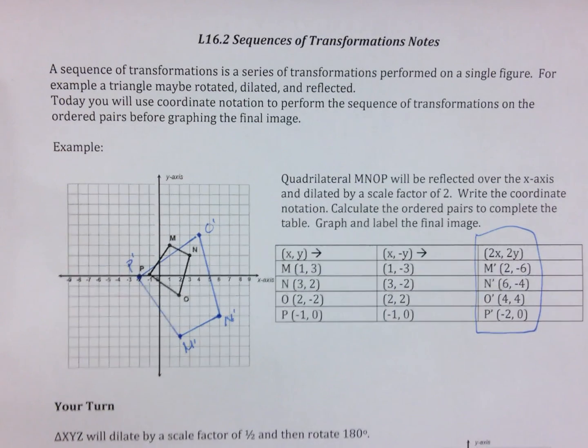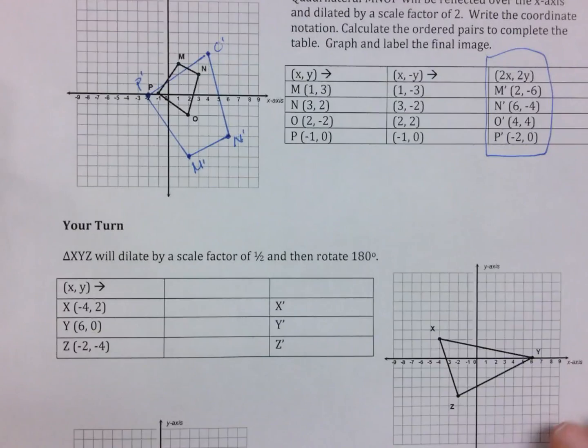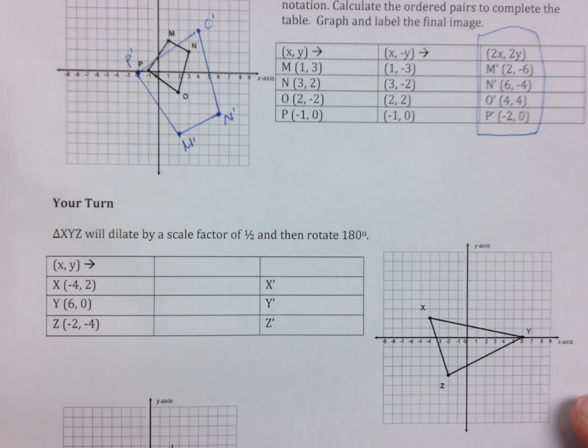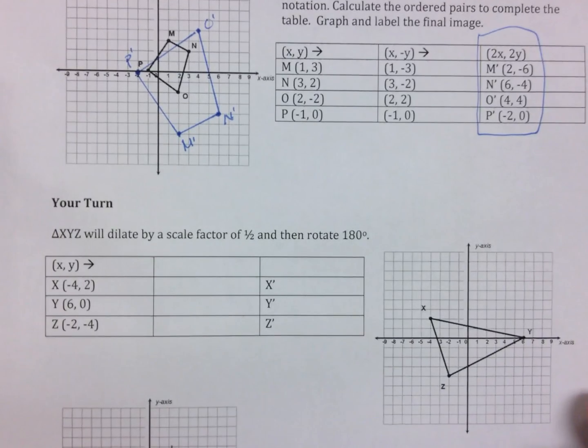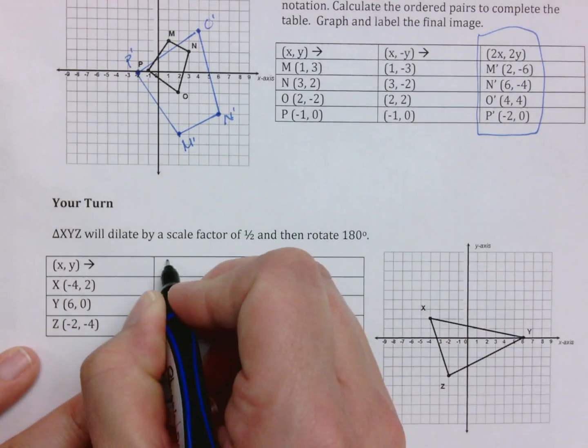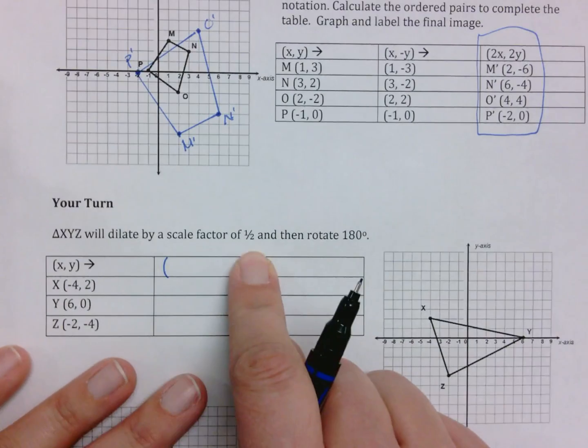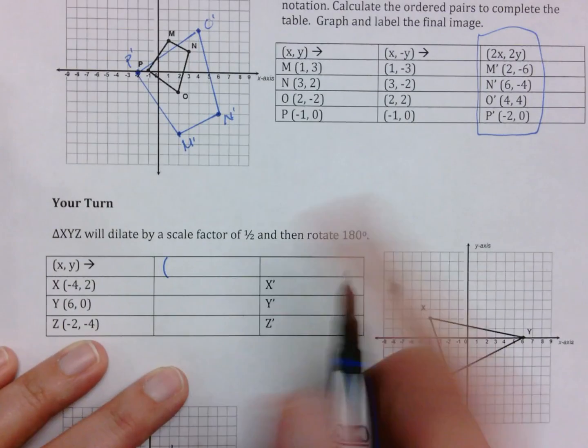So you need to grab your paper and a pencil, and let's do this second one. It says triangle XYZ will dilate by a scale factor of 1/2 and then rotate 180 degrees. So in our coordinate notation, we're going to start with a scale factor because that's what's listed first. And it's going to dilate by a scale factor of 1/2.